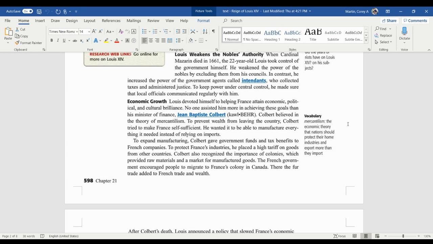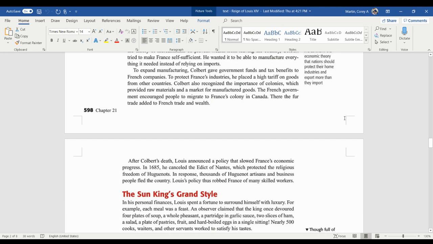No one assisted him more in achieving these goals than his Minister of Finance, Jean-Baptiste Colbert. Colbert believed in the theory of mercantilism. To prevent wealth from leaving the country, Colbert tried to make France self-sufficient. He wanted it to be able to manufacture everything it needed instead of relying on imports from other countries.